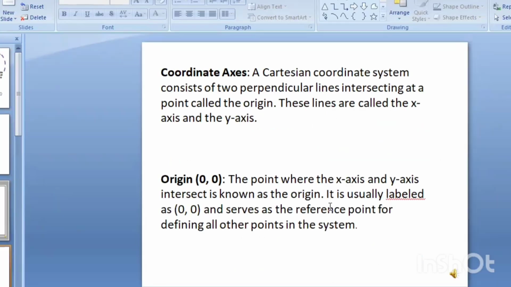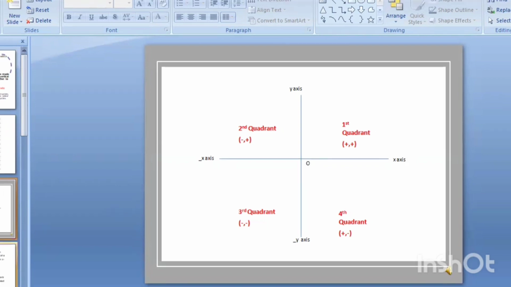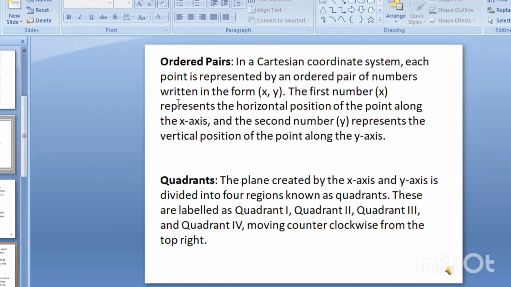Now, what is the origin? The point where the x-axis and the y-axis intersect is known as the origin. It is usually labeled as (0, 0) and serves as the reference point for all other points in the system. This is called the origin point, and it can be labeled as (0, 0). Let's check out the next slide. So now you know the grid, the coordinate axes, and the origin for this graph.